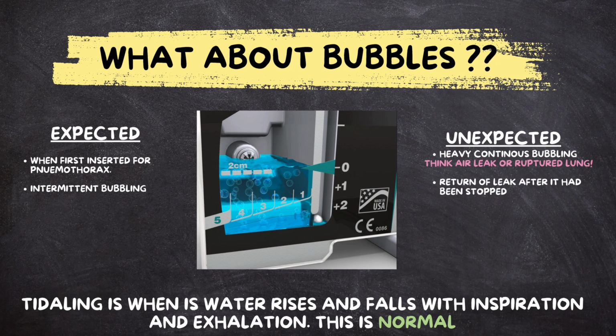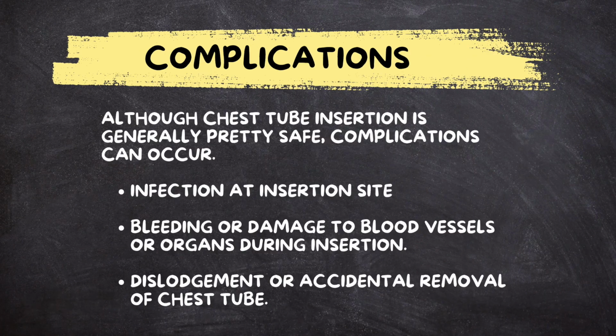So let's move on past this to what kind of complications we can have. Let's talk about some of the possible complications of having a chest tube. Generally, yes, they are pretty safe, but if you think about it, we're cutting into somebody and stabbing a tube into them. Yes, it's a necessity, and yes, they need it, but everything comes with a complication, right? As always, anything we stick in somebody, you have a risk for infection at your insertion site.